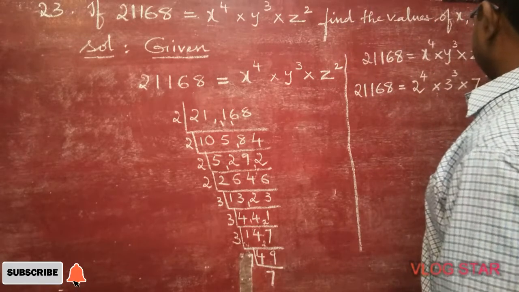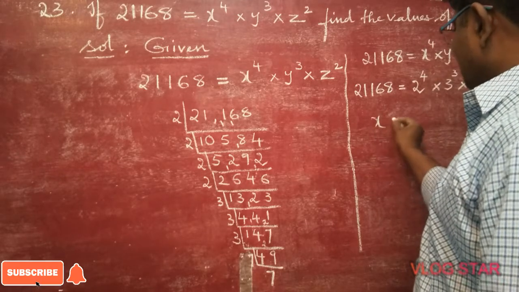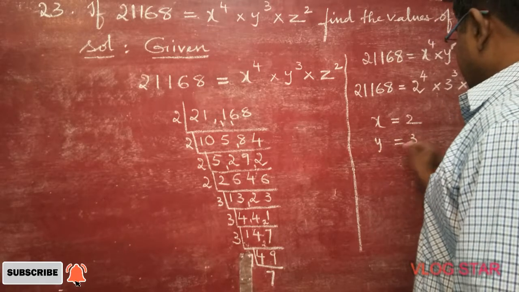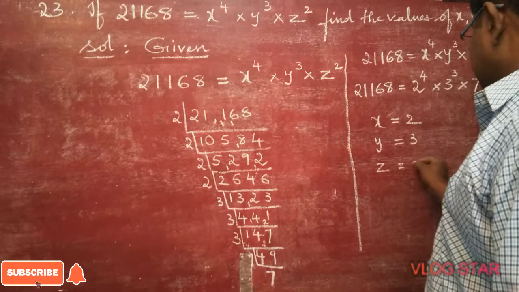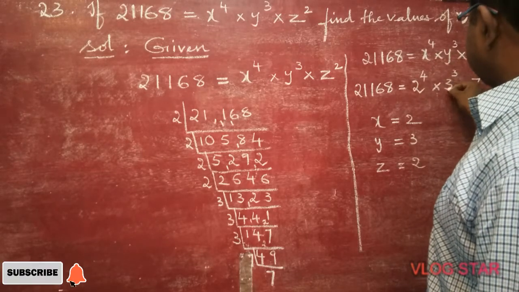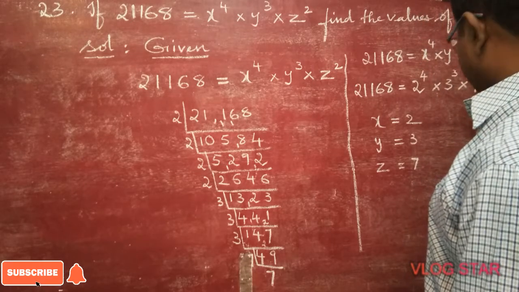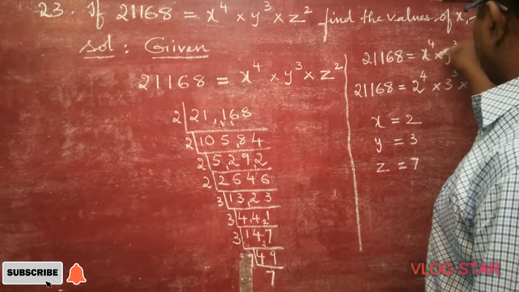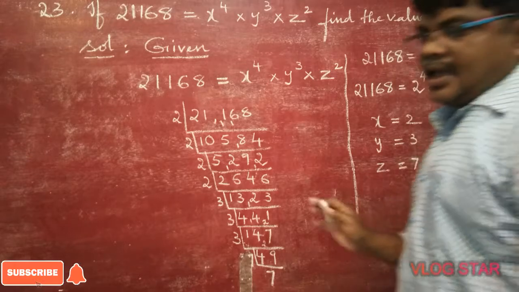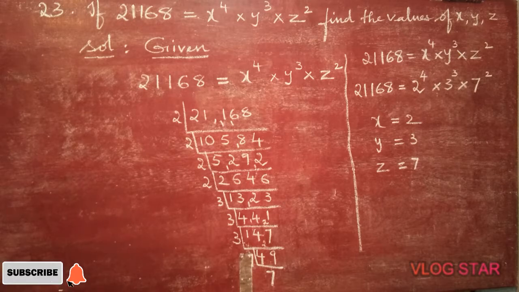7 square. Powers are equal, bases also equal. So x is equal to how much? 2. y is equal to how much? 3. z is equal to how much? In the place of x, 2 is there. In the place of y, 3 is there. In the place of z, 7 is there. Powers are the same: 4, 3 and 2. So this is the way of finding the values of x, y, z. Are you able to follow? Clear?